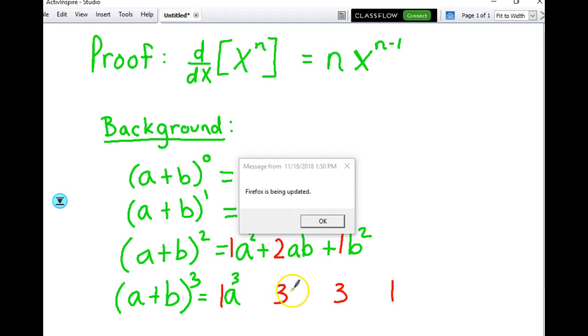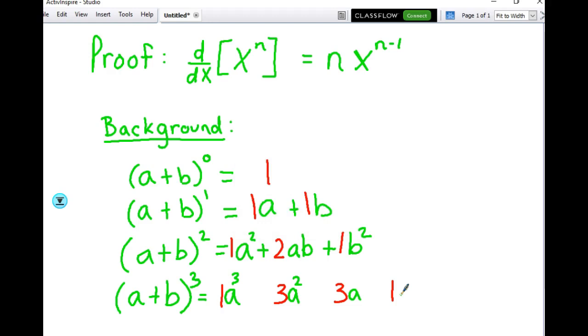However, what happens is that every term after that, the a goes down by 1 power. So now it's going to be a squared. There's some of that lag. Let's wait for it. Okay. A squared. The next one's going to be a to the first power. And the last one won't have an a at all. You can think of that as a to the 0 power.